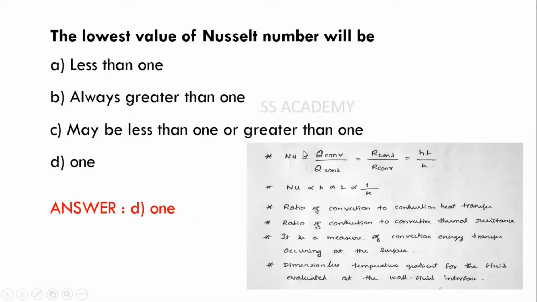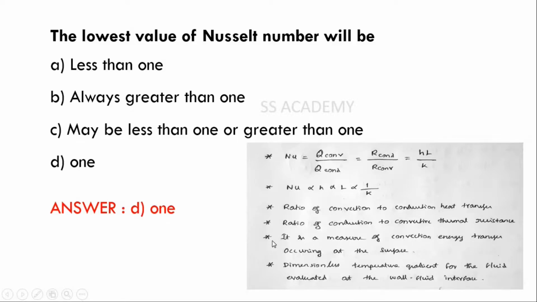Here the very important points related to Nusselt number are listed. The Nusselt number equals Q convection divided by Q conduction, or R conduction divided by R convection. In formula you can write hL divided by k. Nusselt number is directly proportional to h and L and inversely proportional to k. So it is a measure of convection energy transfer occurring at the surface.